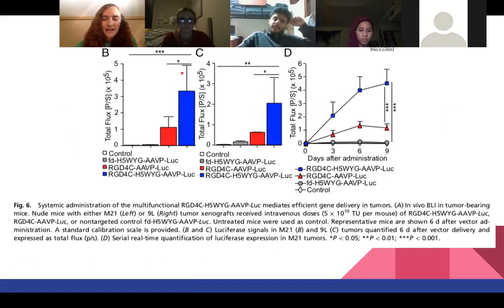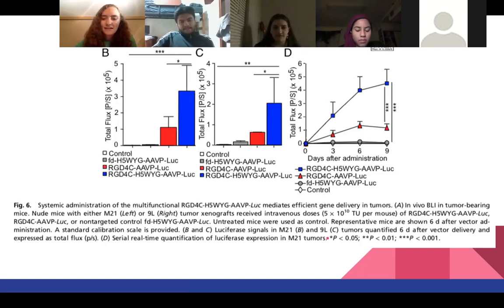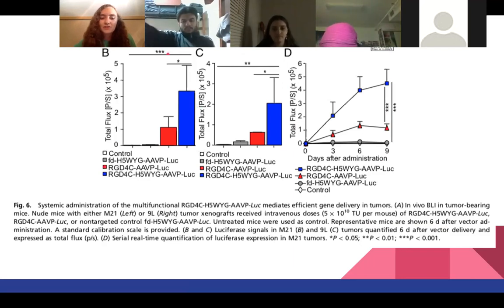Does anyone know what these asterisks on the graphs are? See these little stars? Do they refer to something at the bottom? You're good, it refers to this down here. It says these are p-values. It measures significance. The more asterisks, the more statistically significant it is shown to be.